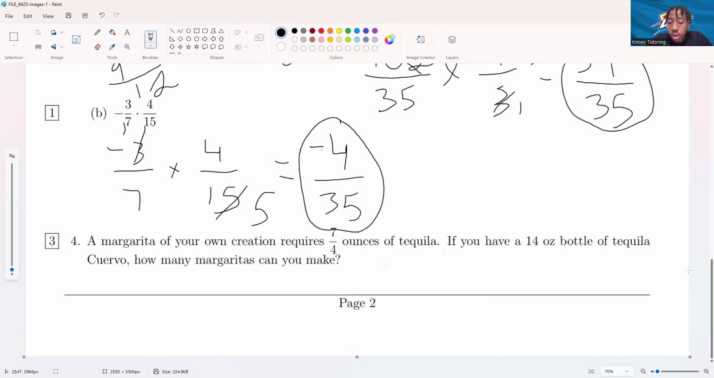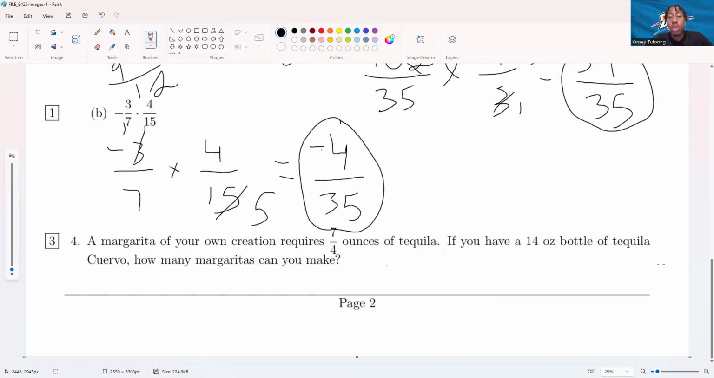Okay. All right, we're going to do the last problem. So a margarita of your own requires 7 over 4 ounces of tequila. Okay. If you have, let's change that up. A margarita of your own requires 7 over 4 ounces of apple juice. If you have a 14-ounce bottle of apple juice, how many margaritas can you make?